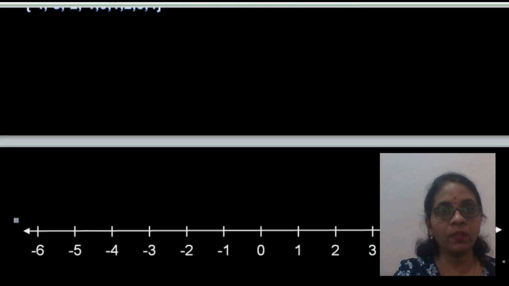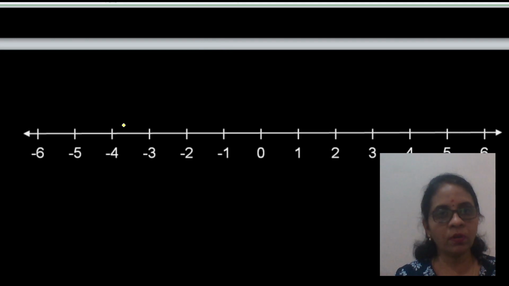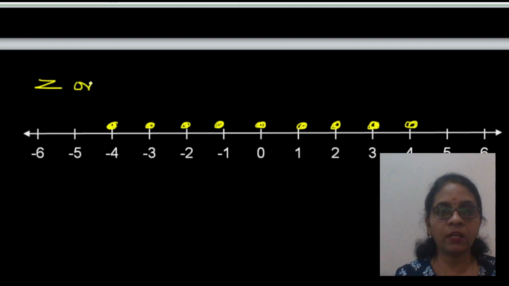Now how do you show it on the number line? Children, you just have to put a dot on each of them. So our solution set was what? Okay, I'm changing color. Our solution set was minus 4. So you have minus 4, minus 3, minus 2, minus 1, 0, 1, 2, 3, 4. So a dot on each of them, which makes it a number line for integers, Z or I.